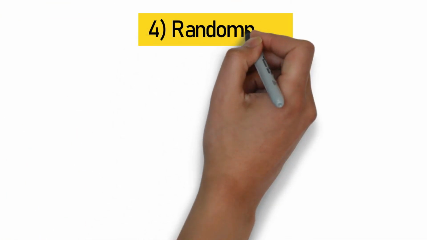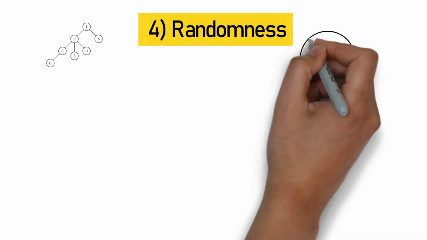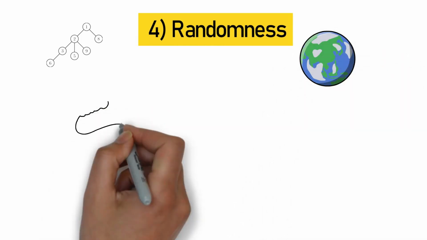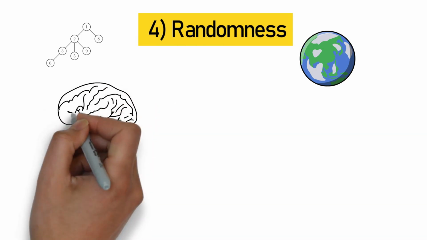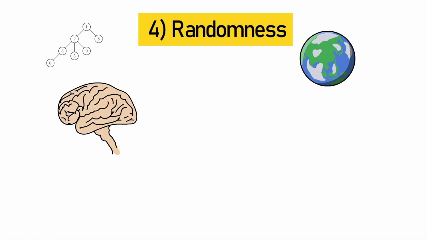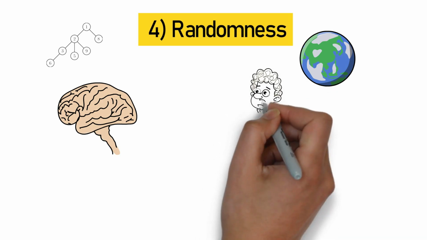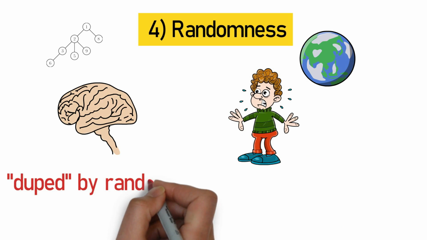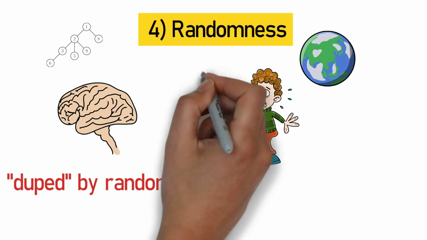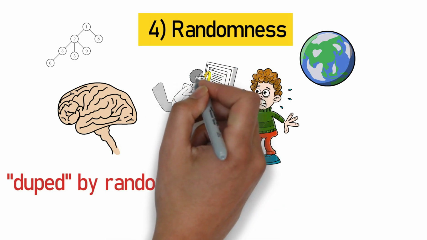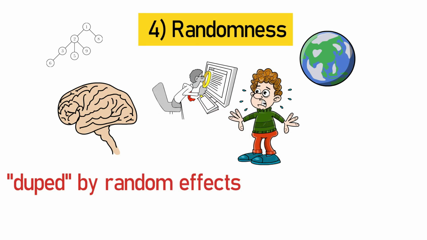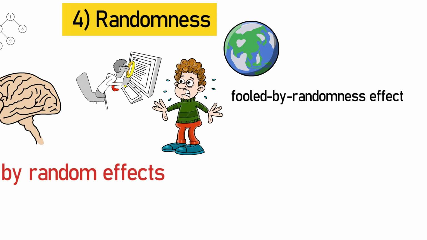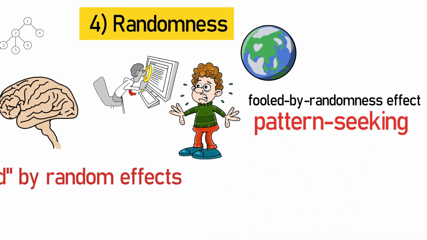Number 4, randomness. Much of the world is made up of random, non-sequential, non-ordered events, which the human brain struggles to comprehend. When we attribute causality to things that are actually outside of our control, we are duped by random effects. We will tend to see things as more predictable than they are and act accordingly if we don't correct for the fooled by randomness effect, our faulty sense of pattern seeking.